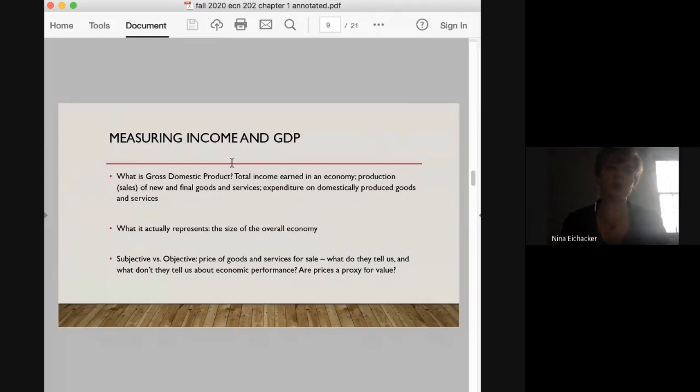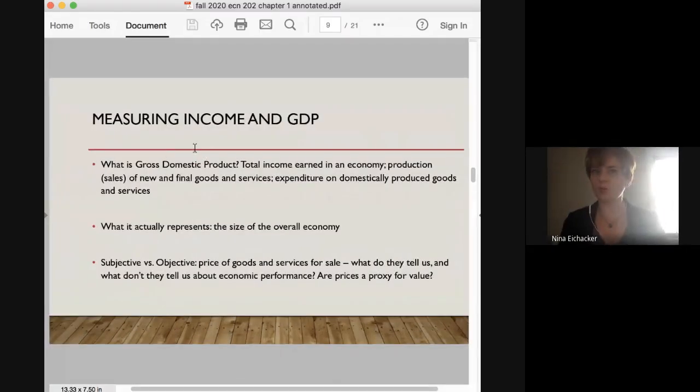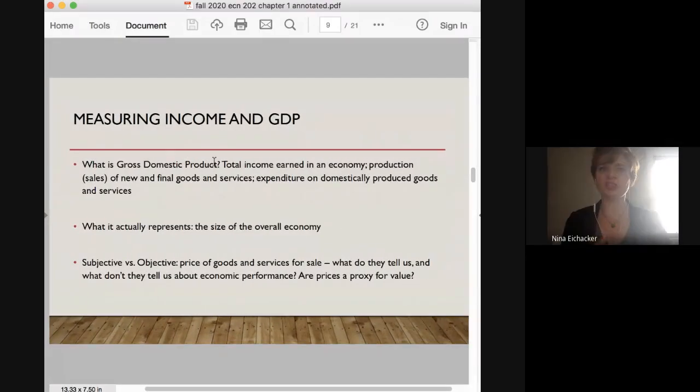Well, gross domestic product, gross refers to aggregate, domestic refers to within one country, and product refers to spending or production. So total income earned in an economy is one way of measuring gross domestic product. Another is in the literal production or sales of new and final goods and services. So what is the value of the stuff that our economy is producing and selling?